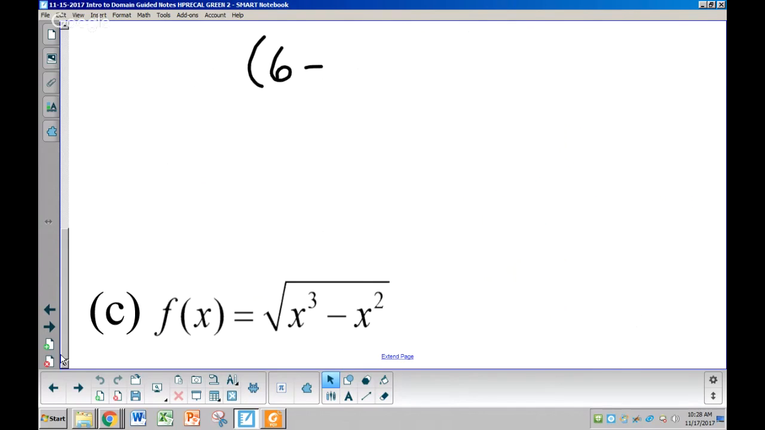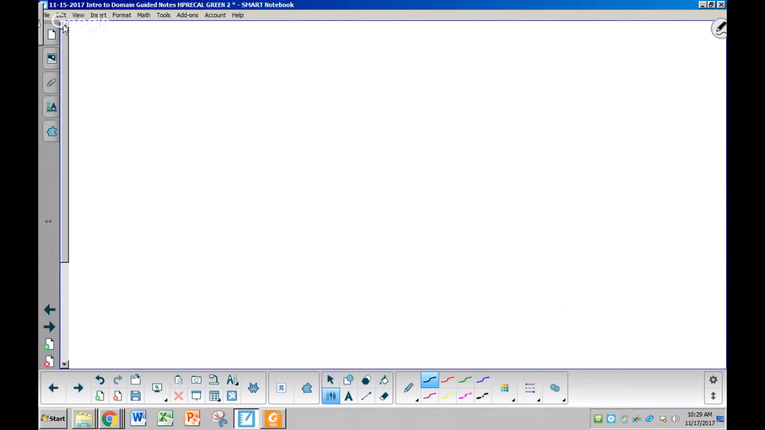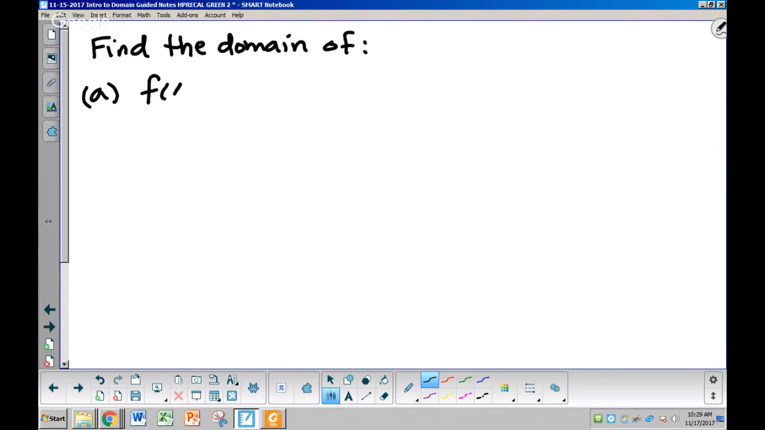Yes. Okay, so I want you to put a line across. And I want to do some challenging domains really quickly. How about we find the domain, just to warm our brains up a bit, of f of x equals 1 over sine x, which is nothing more than cosecant, right?